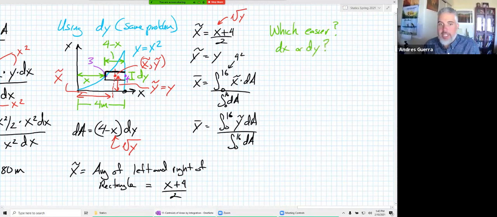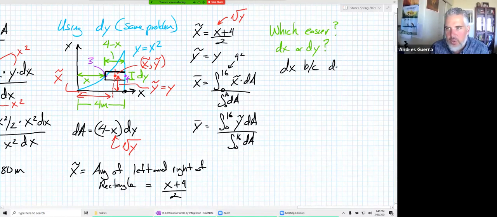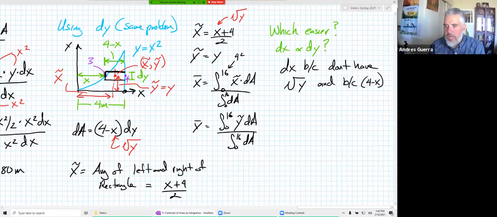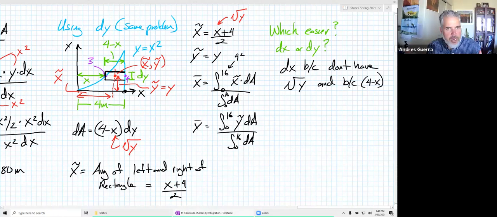I think dx would be a lot easier to integrate, wouldn't it? Because we don't have the square root of y, right? Square root of y is harder to deal with. And also because of the 4 minus x thing, right? We had to do that whole 4 minus x thing. So think about those when you're trying to pick, like, oh, should I do a dx or should I do a dy? Think about, what am I gonna have to integrate?